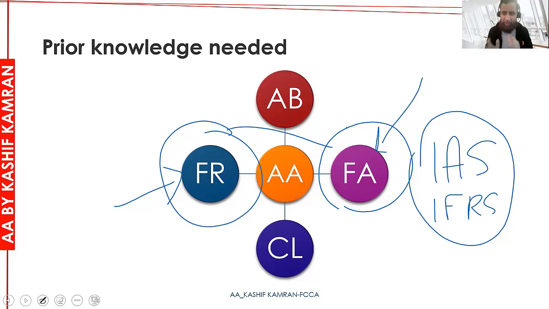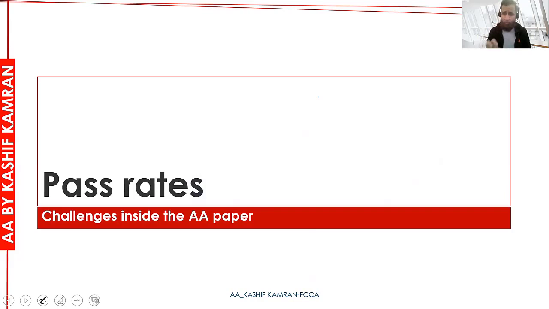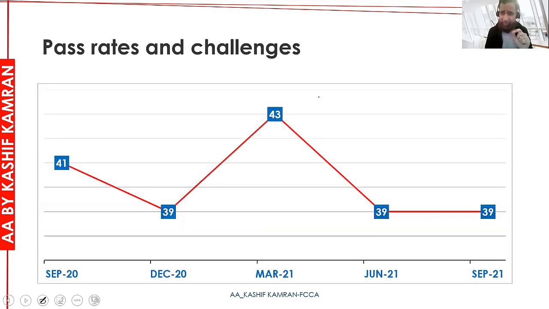Okay, now moving further from the prior knowledge and its contribution to the AA paper, let's start to look at the passing rates of the AA paper. Now, when you look at the passing rates of the AA paper in the last five exam sittings, look at the passing rates in front of your screen. It's around 40%, and slightly above 40%, which is not bad.